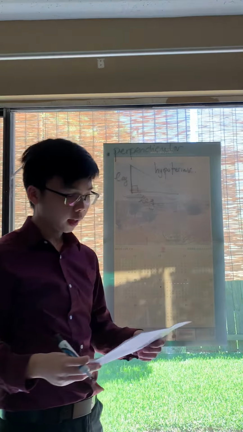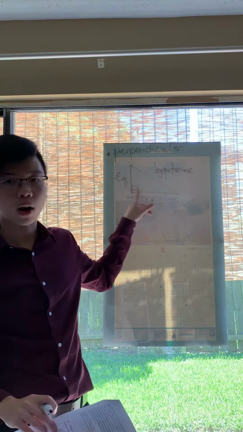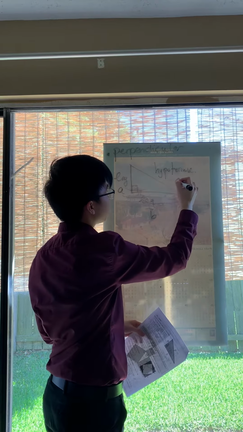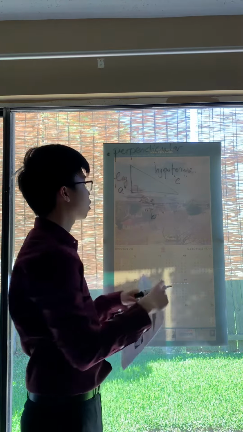Okay, and it's usually opposite from our right angle. We usually denote the two sides A and B, and the hypotenuse is C. So we just call it side A, side B, and side C to kind of ease up our process.